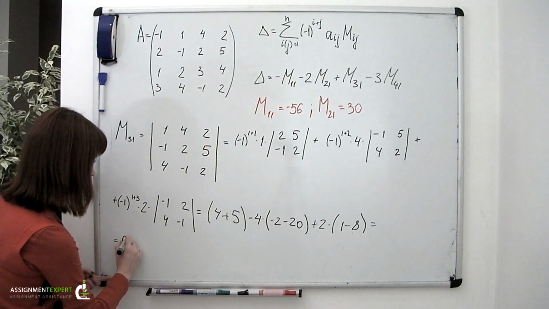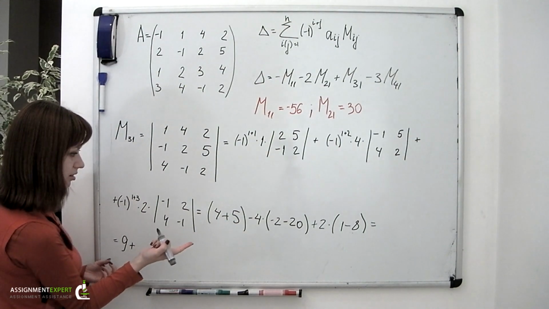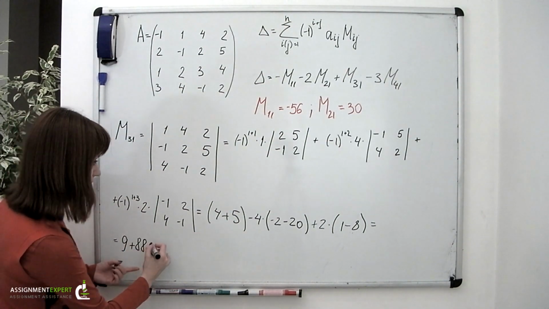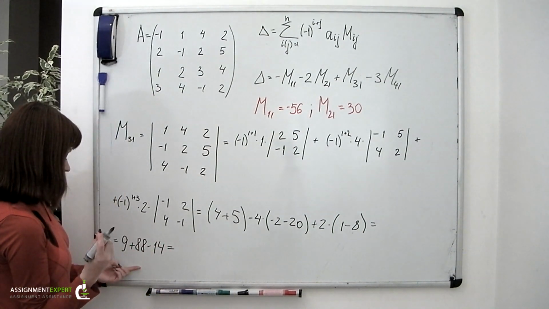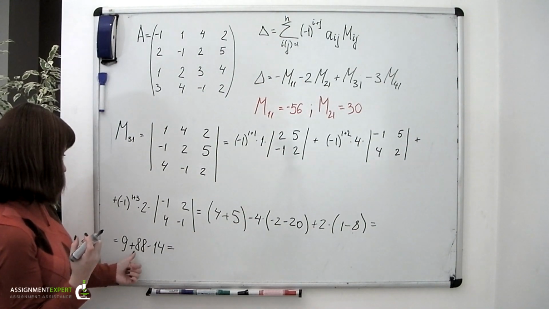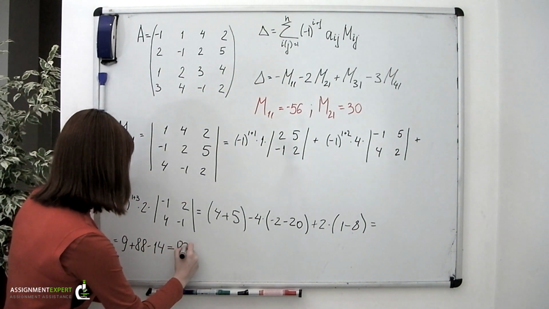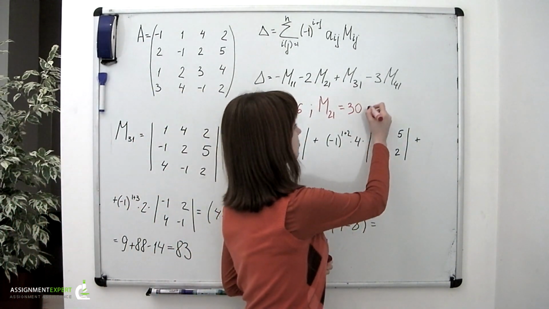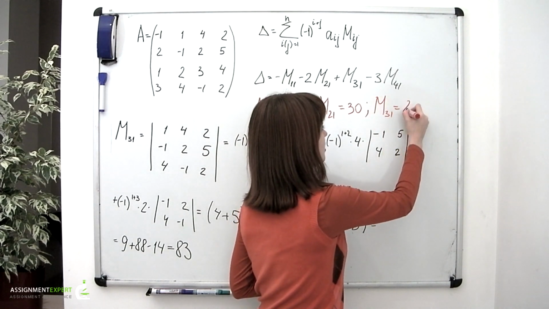So we have 9 plus 4 times 22, which is 88, and then minus 14. And that is equal to 75 plus 9, which is 83. And that is our third minor. M sub 3, 1 equals 83.